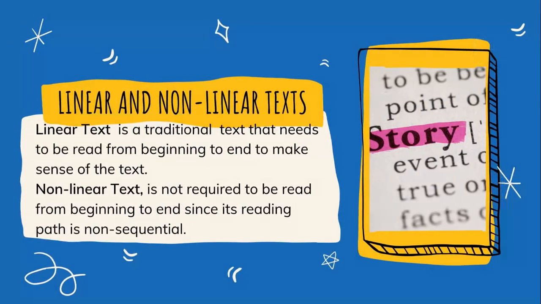How about linear and nonlinear texts? What is the difference between the two? Linear and nonlinear texts differ in the reading path. A linear text is a traditional text that needs to be read from beginning to end to make sense of the text, while nonlinear text is not required to be read from beginning to end since its reading path is non-sequential. Examples of linear texts are short stories, novels, letters, and educational texts. While for nonlinear text, the examples are visual aids such as graphic organizers, concept maps, diagrams, and charts.